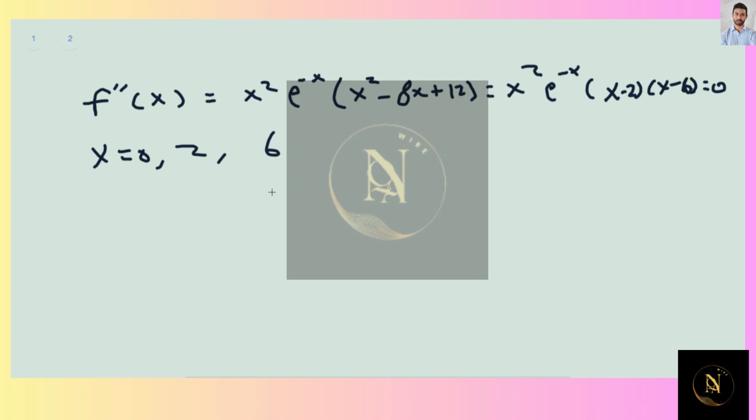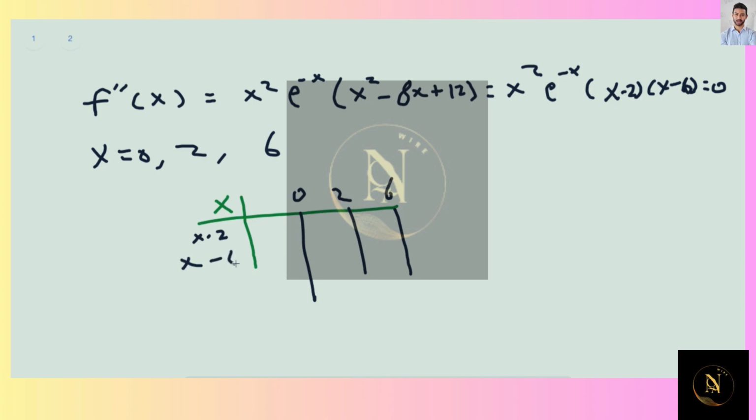So then we do the exact same thing. We create a sign chart. So we have the number line, and then we're going to include 0, 2, and 6. And since x squared times e to the minus x is always positive, we're not going to include it. And then x minus 2 and x minus 6. And then these two multiplied give us the sign of f double prime.